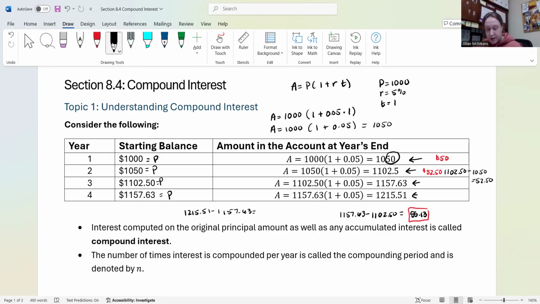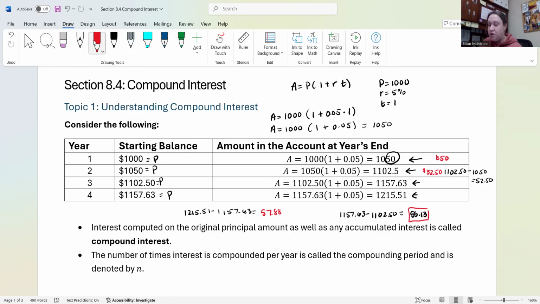Let me do a quick calculation here. It looks like in year four, we earned $57.88 in interest. So you can see here with compound interest each year, the interest is going to be more and more because the balance is growing each year. Now this works out for you really well if it's an investment. If it's like a car loan, maybe not so much, but that's kind of the idea behind compound interest.